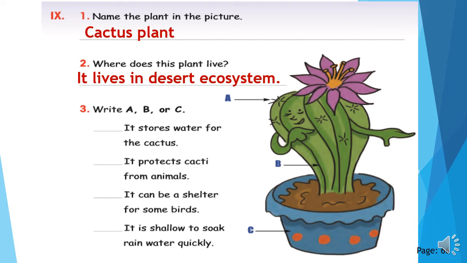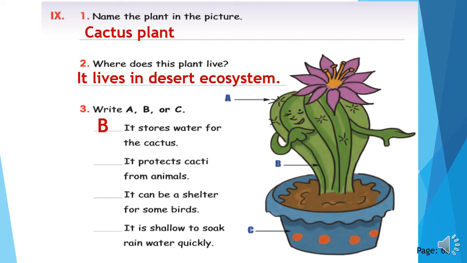The first sentence, it stores water for the cactus. Which part stores the water? Is it the thorn or the stem or the root? Excellent, it has a thick stem because it stores water inside it. So the part I have to write first is part B.